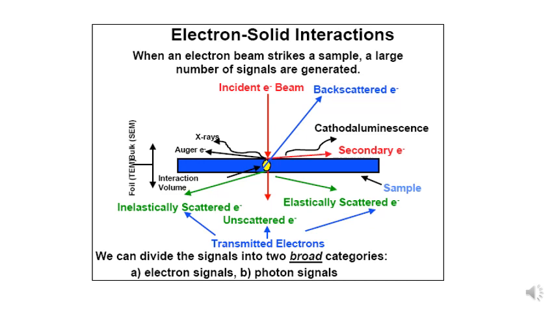Okay, so both inelastically and elastically scattered electrons and also unscattered electrons, this is what we call transmitted electrons. So this is the signal for TEM. For SEM, the main signals are the secondary electron and also the backscattered electron. But don't get confused, because each time the electron bombards your sample, all of these are signals. You must take note that it actually depends on your sample. Basically we can divide the signals into two broad categories. The first one is electron signals, and the other one is photon signals.